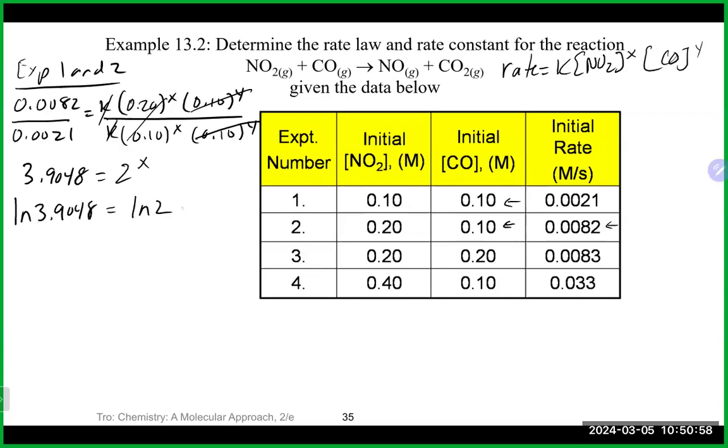When you do a natural log of this side, the X will come to the bottom. Natural log of 2 divided to the other side. And if you did all that, I'm going to use the whole number in my calculator to do the natural log of it and divide by the natural log of 2.